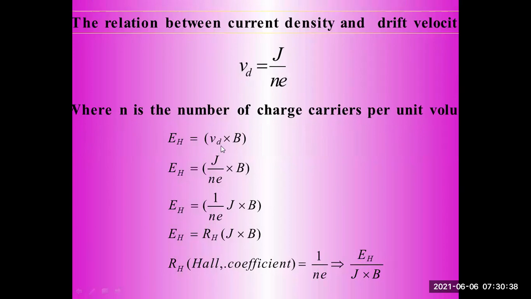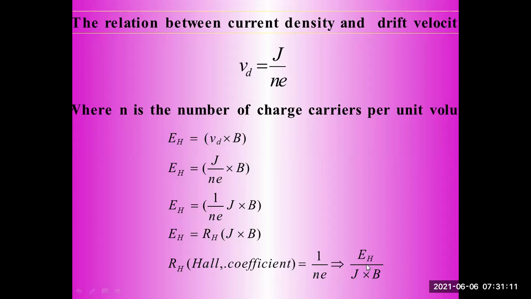So E_H can also be written as, you already know this, E_H is nothing but V_D into B. What is the V_D value? Just now we had a relation J by NE, so drift velocity is nothing but J by NE. So E_H is equal to J by NE into B, which is 1 by NE into J into B. So what is this 1 by NE? That is actually called R suffix H, the Hall coefficient. So R_H is the Hall coefficient, which is equal to 1 by NE.